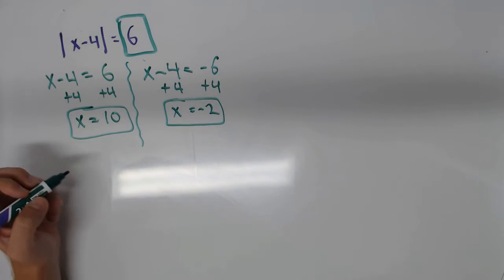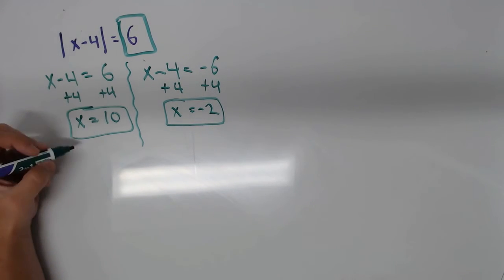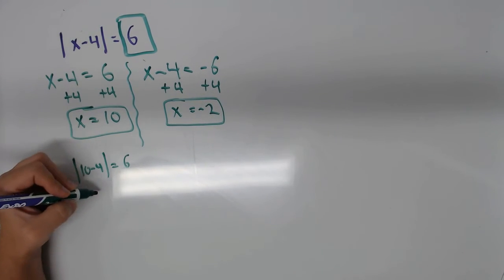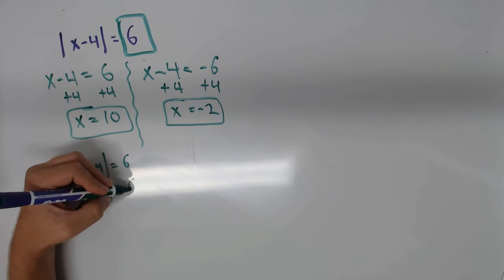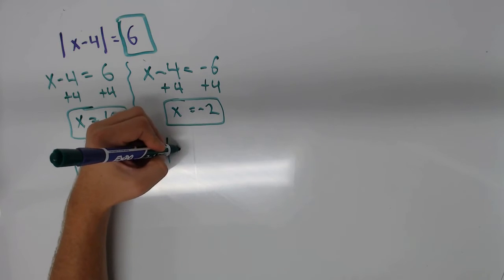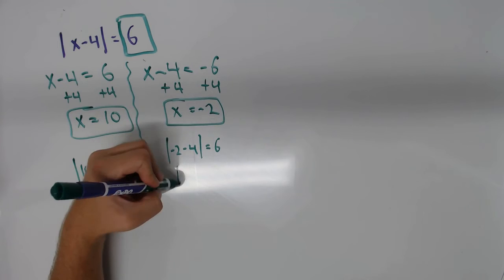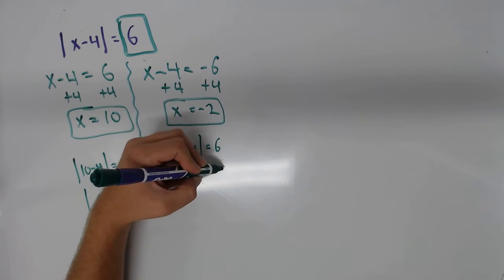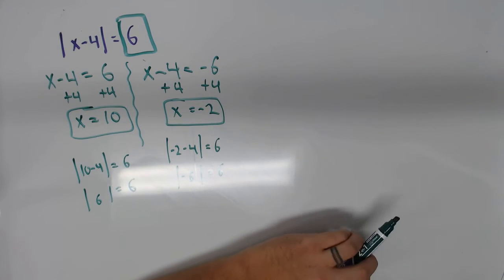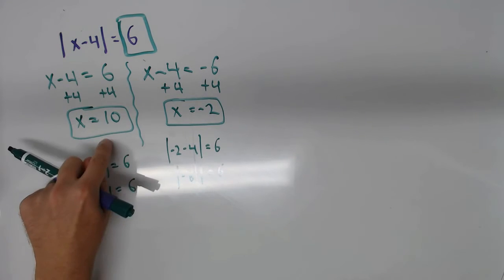And just so you know I'm not lying to you, let's plug these back in. What's 10 minus 4? Well, that's 6. So I get absolute value of 6 equals 6. That works. Now let's plug in negative 2. Negative 2 minus 4 is negative 6. Well, what's the absolute value of negative 6? Those bars make it a positive number. All right, so it checks out. We're good. I checked my work for you guys.